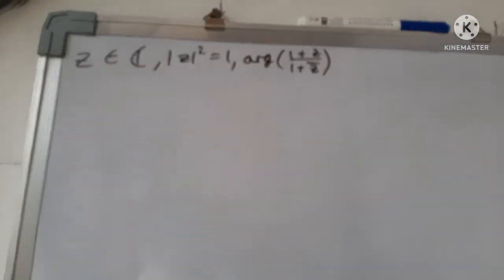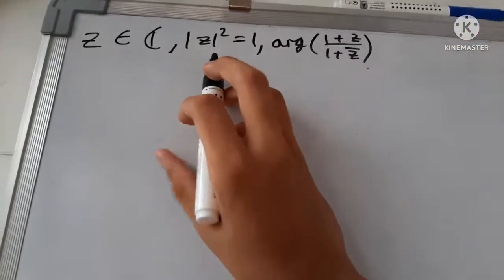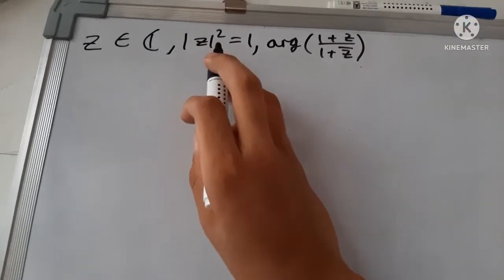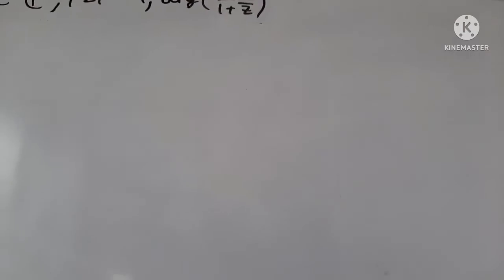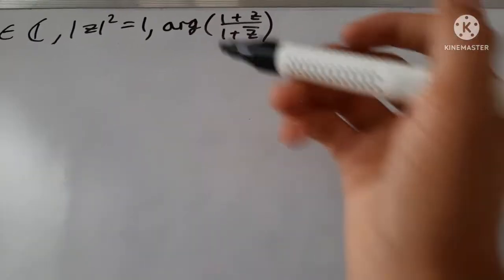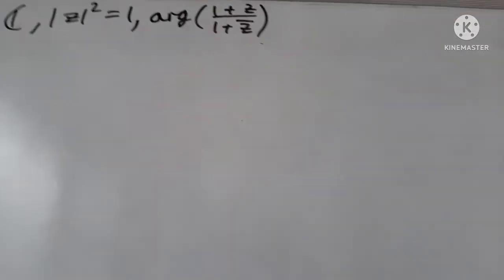Anyways, the question says, let z be a complex number such that the modulus of z, that is its distance from the origin, is equal to 1. We've been told to find the argument of (1 plus z) upon (1 plus the conjugate of z).